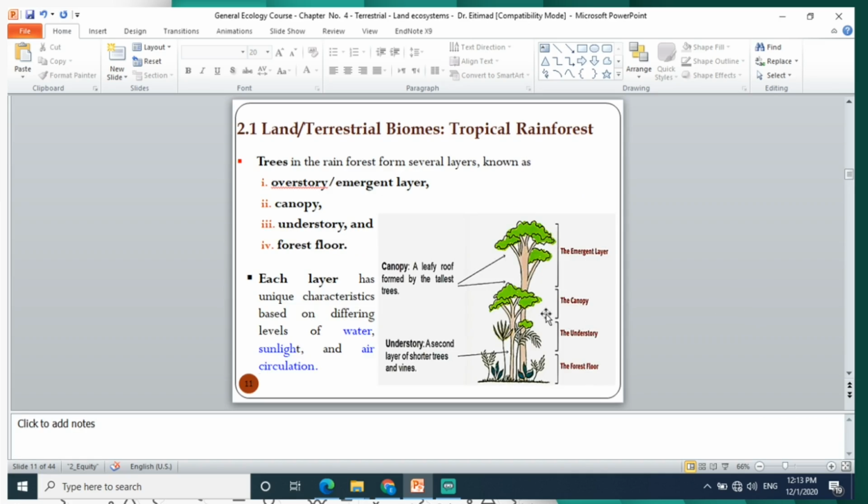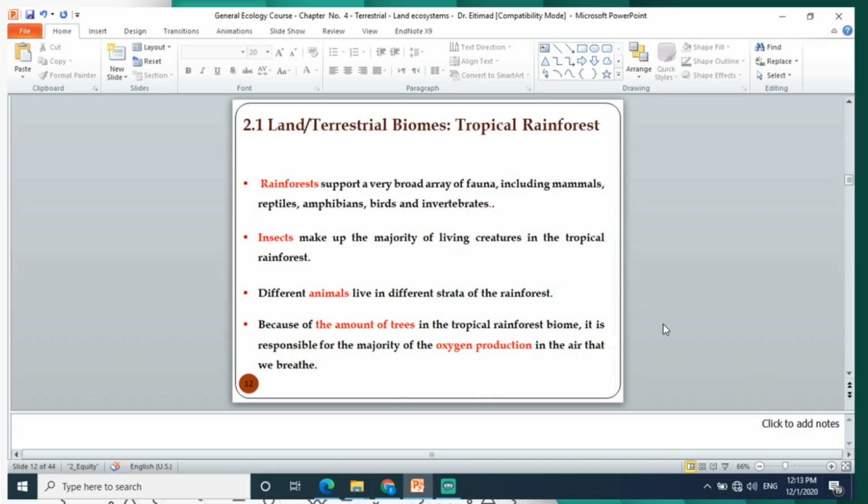The trees in the rainforest form several layers, or strata. The tallest ones make the emergent layer, or upper story layer. Underneath is the canopy, and then the shrubs and very small trees form the understory. Then there are even some grasses and trees that grow on the floor of the tropical rainforest. So there are 4 different layers, and each layer has unique characteristics based on the level of water, sunlight, and air circulation in this small habitat.